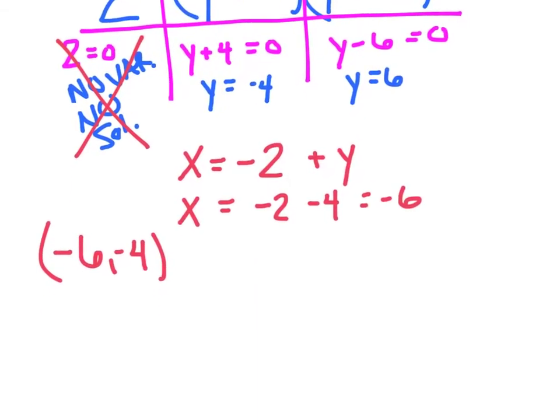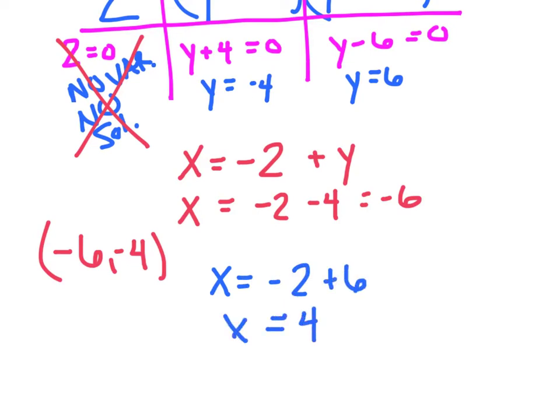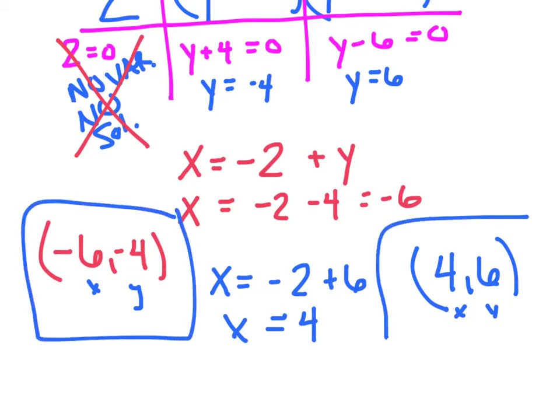And I'll do the same thing with the positive 6. x equals negative 2 plus 6. So x equals positive 4. So this point should be 4 comma 6. Make sure the x comes first, the y comes second. Just don't fall for that. And there you have it. You have 2 solutions. There is that one and that one right there. Now, I do want to solve this one graphically as well.